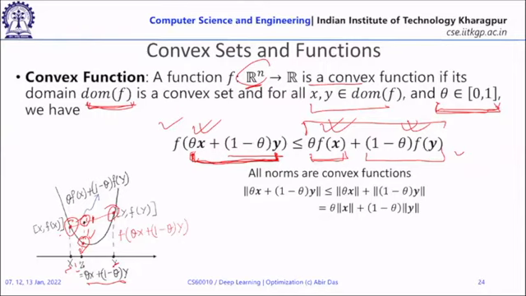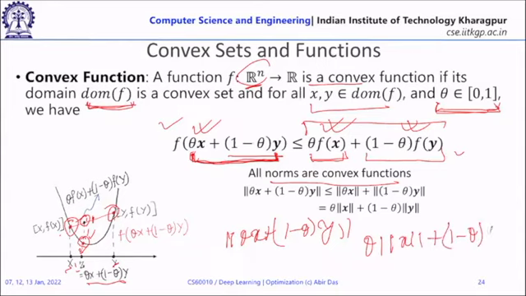Let me go ahead with the example, and then we will stop for some questions. This is one example: all norms are convex functions. How to prove that? Norm is given by these vertical bars. To prove that a norm is a convex function, you need to prove that the norm of theta x plus 1 minus theta y is less than or equal to theta times norm of x plus 1 minus theta times norm of y. That's what we have tried to prove here.